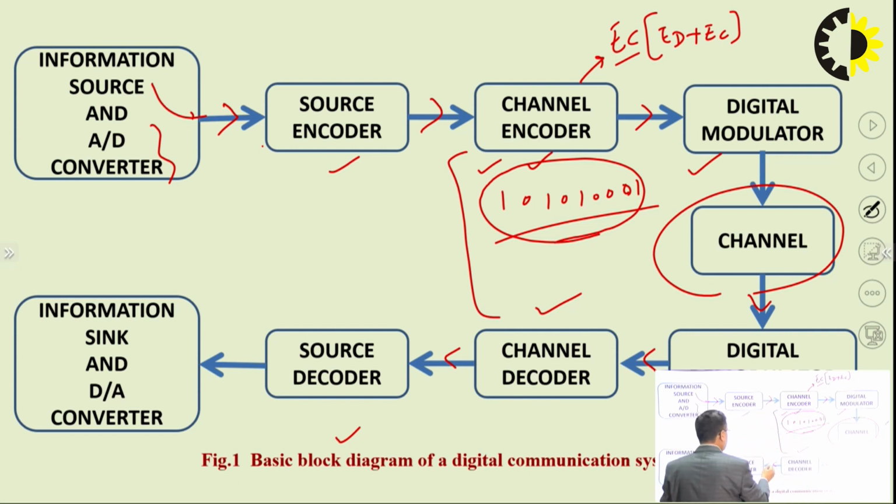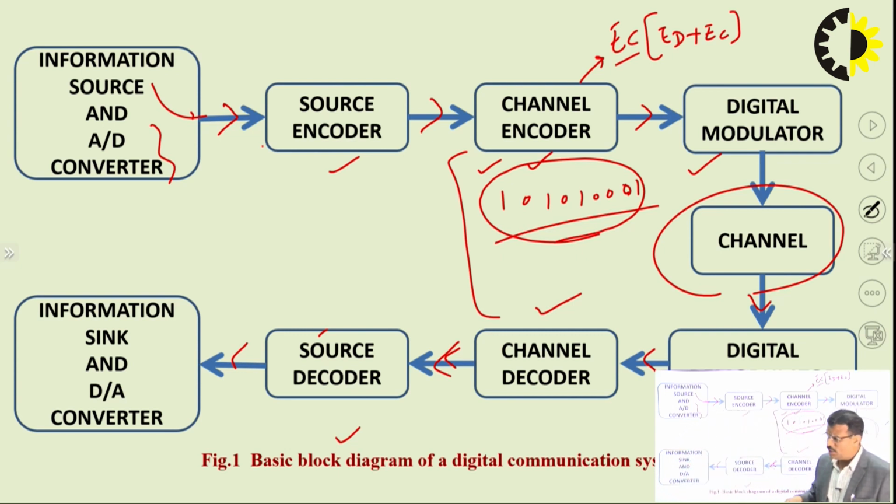Now, the source decoder. Now our information is decoded by the source decoder. Source decoder means what? It decodes your information as well as decompresses your data, because in the source encoder we compressed the data. So, here it is the reverse process, decoding your data as well as decompressing it, and it will go to the information sink or destination and the D to A converter, because your original information was analog in nature.